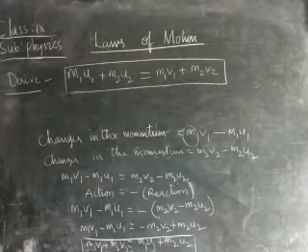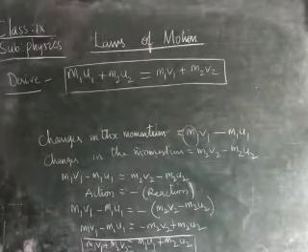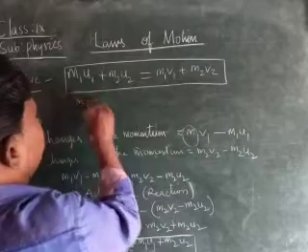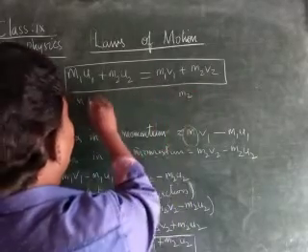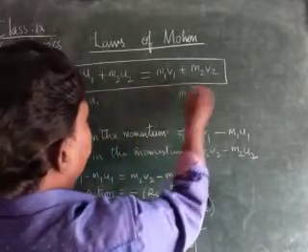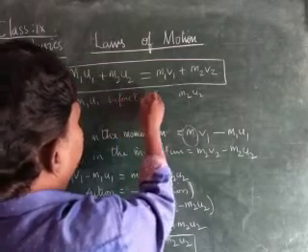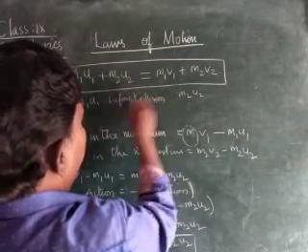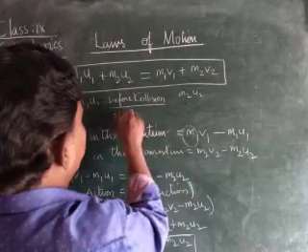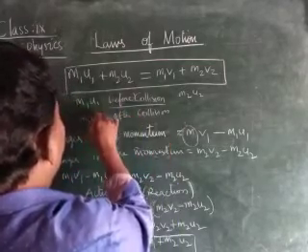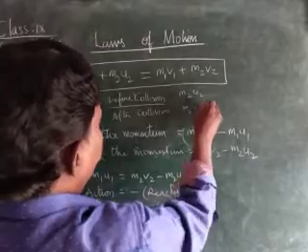Once again I will explain, children. Let us see. Consider bodies of mass m1 and m2. They are moving with velocities u1 and u2 before collision, and after collision they are moving with velocities v1 and v2.